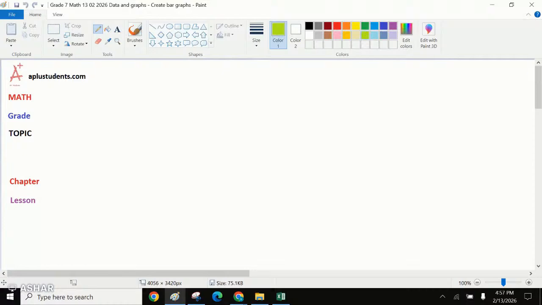You need to go to the website. You need to select maths as your subject, and this is a grade 7 maths lesson. The name of the topic for today is data and graphs.